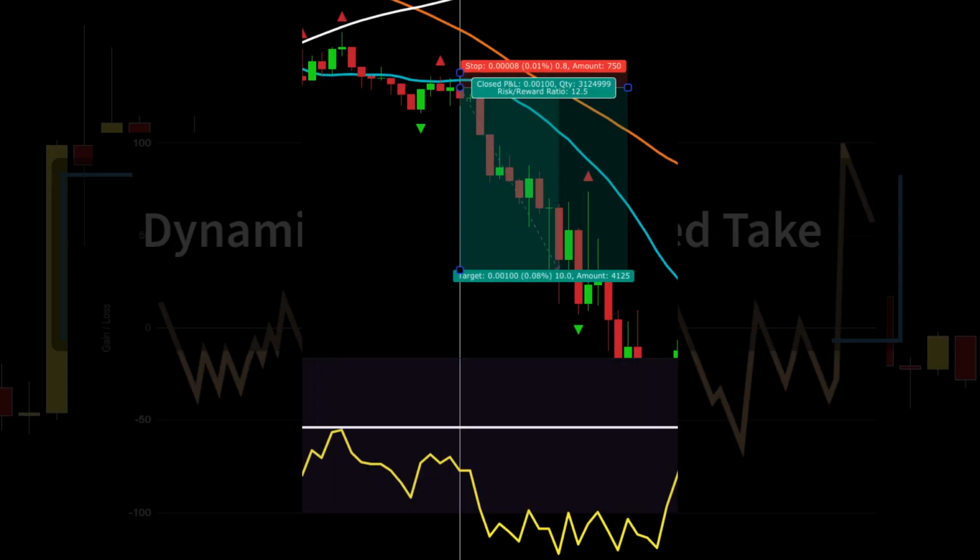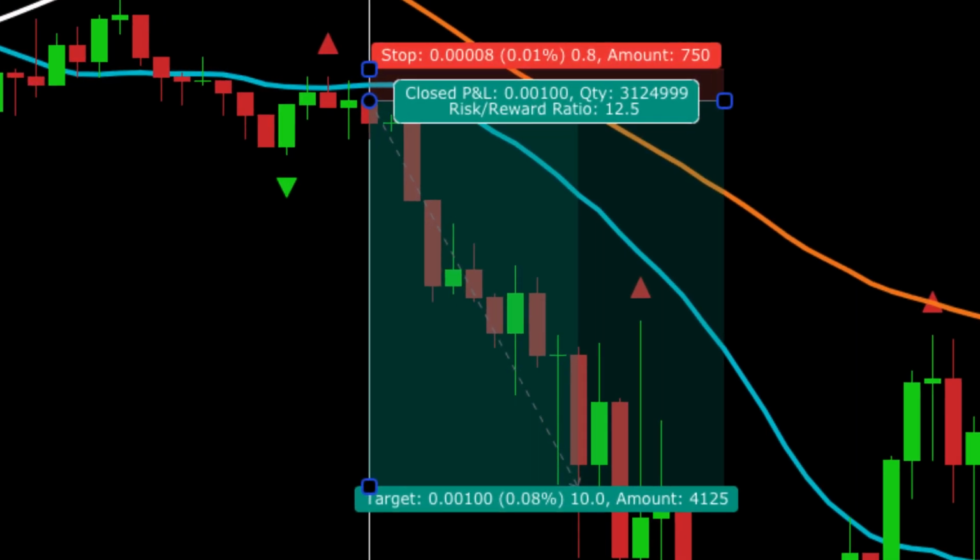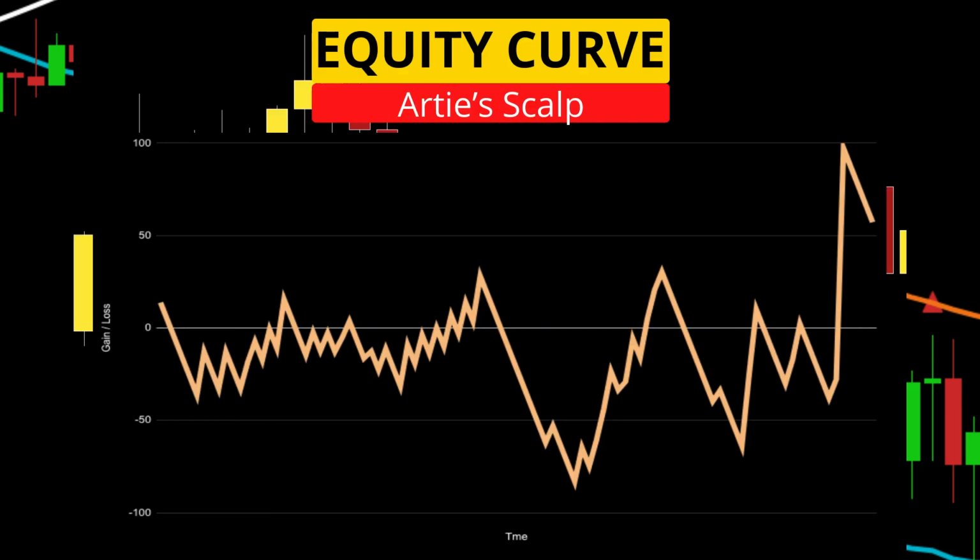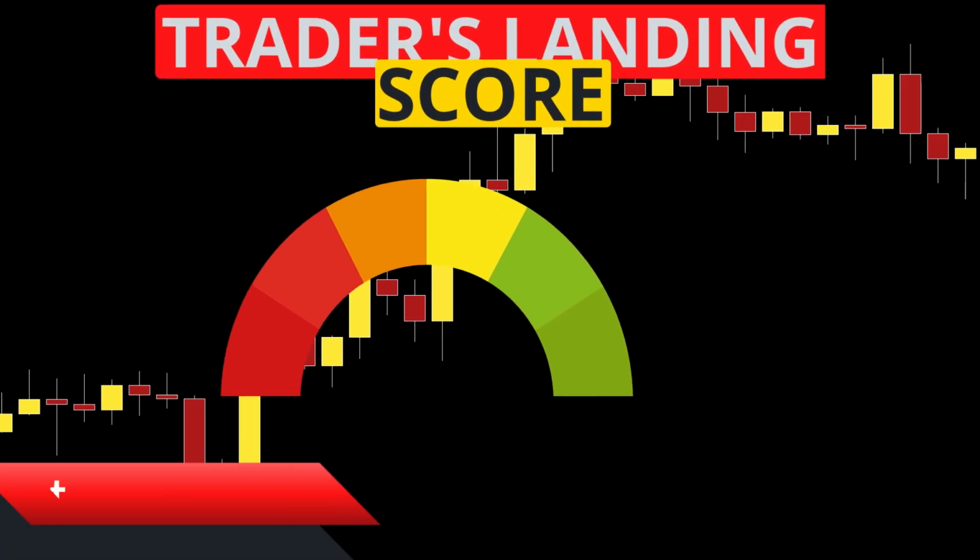Look at this example from the test. We get a stop loss of 0.8 pips with a crazy 12.5 risk to reward. When you have setups of this proportion at different points of the test, you get an equity curve that looks like this. What score would you give this strategy?